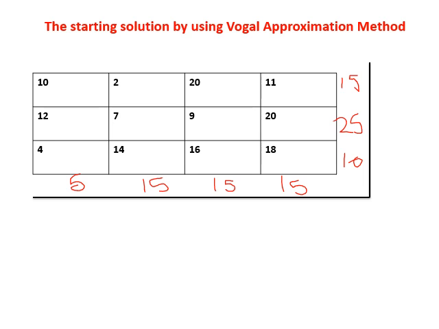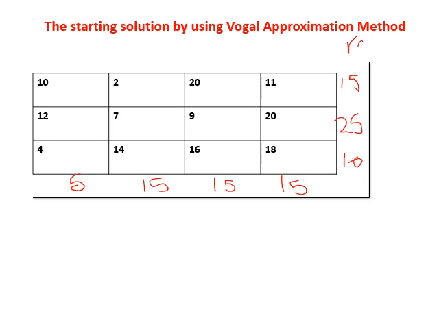Now we will start by using the Vogel approximation method. The Vogel approximation method is the nearest method to the least cost method, in that we depend on the least cost. But in the least cost method we choose any one cell at random that has the least cost only. But now we will depend on what's called the row penalty and column penalty.